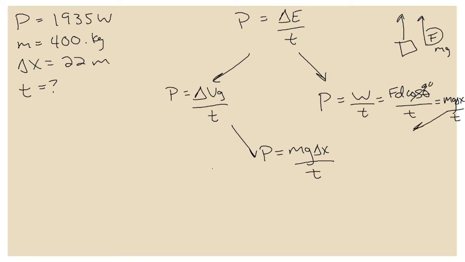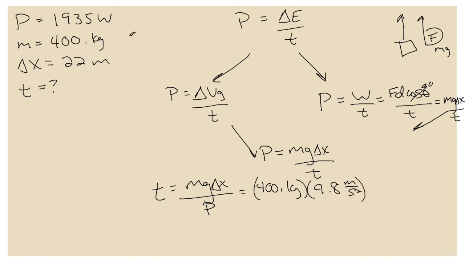And so either way, you end up with the power is equal to mg delta x over the time. And of course, because we're looking for the time here, we can go ahead and solve this for time, and we get mg delta x over the power. And so that's going to give us here 400 kilograms times 9.8 meters per second squared. Of course, we did not include that up here, so we can go ahead and add it to our list. 9.8 meters per second squared is g. Then we multiply that by the displacement, 22 meters, and divide it by the power, which is 1935 watts.